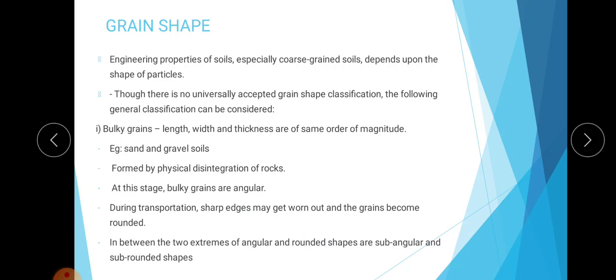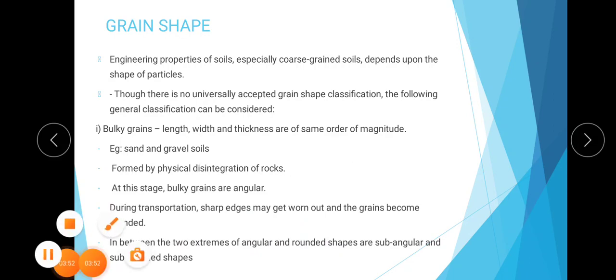So the first index property is grain shape. So we can discuss grain shape. Usually every engineering property of a soil depends upon the shape of the particle. Especially for coarse-grained soil, the engineering properties depend upon the shape of the particle. But even though there is no universally accepted grain shape classification, the following is the general classification, and it is not universally accepted.